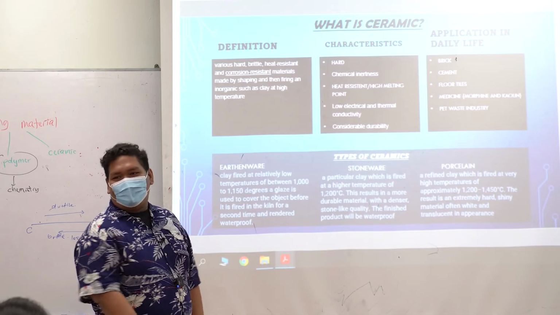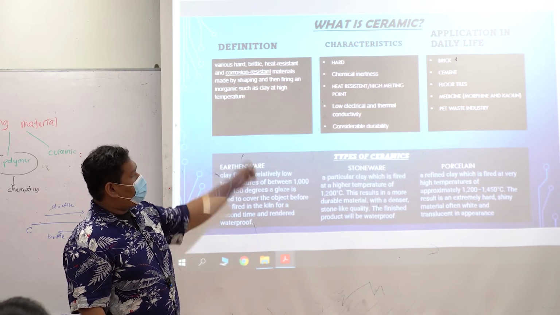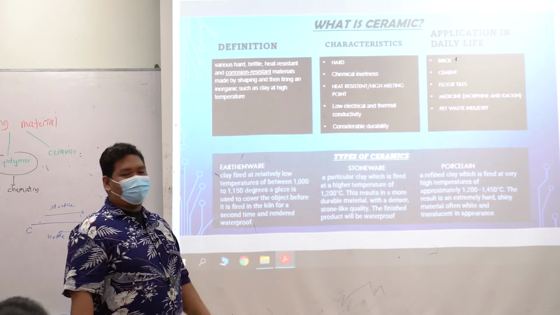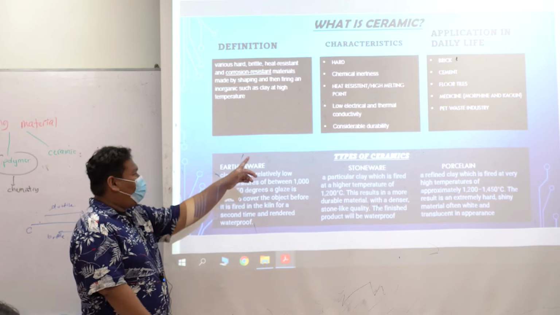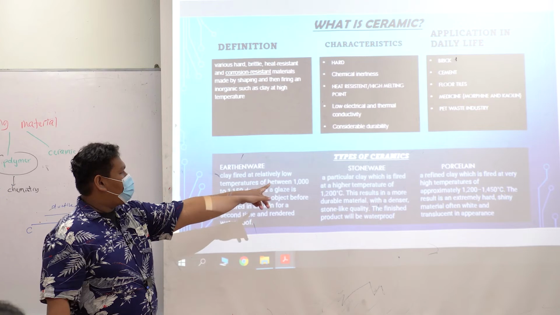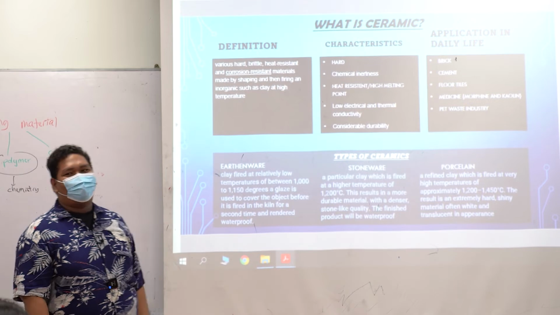Do you know the application in daily life? Do you know what type of them? Earthenware or stoneware? I'm not actually sure, but based on the applications, by my logic, brick and cement cannot absorb water, so maybe earthenware. A floor is very hard, so maybe it's stoneware. Medicine and pet waste are not waterproof, so I put it in earthenware. But I'm not very sure about that. Sorry.